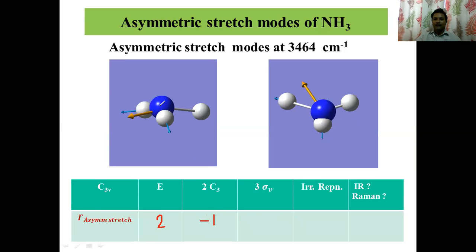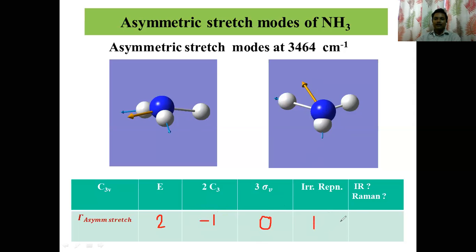And then when you go for sigma v xz, right? Both of them are going to change. Now how are they going to change? If I go for xz, this is not going to change, so that is plus 1, and this is going to change, so that is minus 1. So this is going to be something like 0, right? So if we look at the character table, then what do we get? This is nothing but your doubly degenerate representation, E, right?